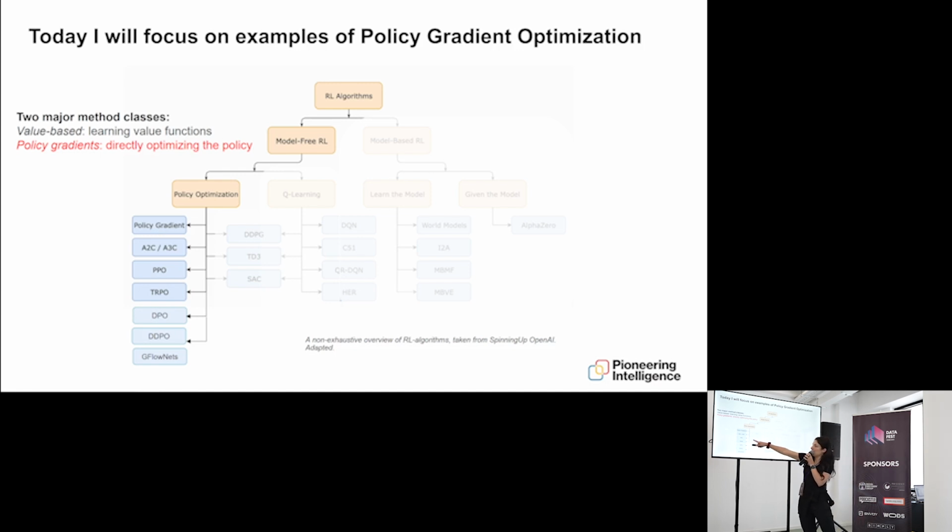Very popular is PPO, proximal policy optimization, a trust region method. DPO came out about a year or two ago; it's direct preference optimization. There's DDPO, which is a diffusion version of PPO. And then there are non-policy methods that I very briefly want to touch upon at the very end. I also want to talk about generative flow networks.